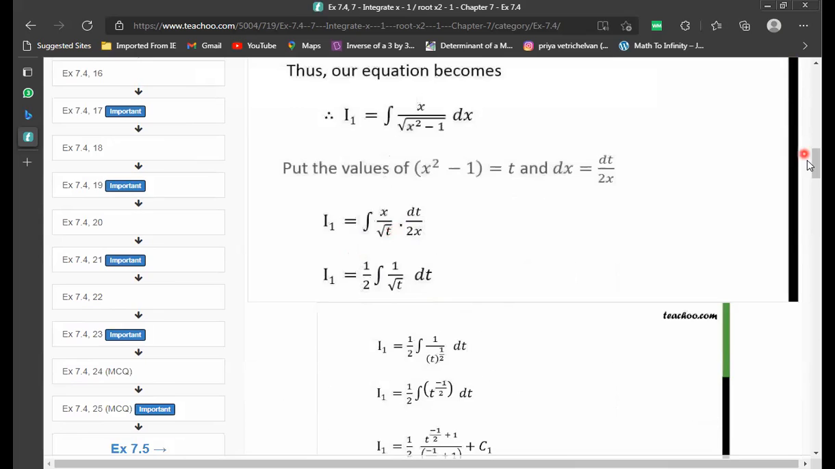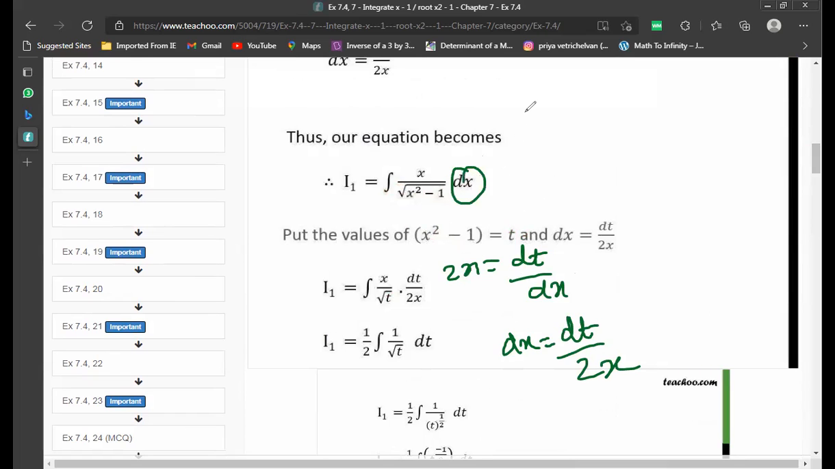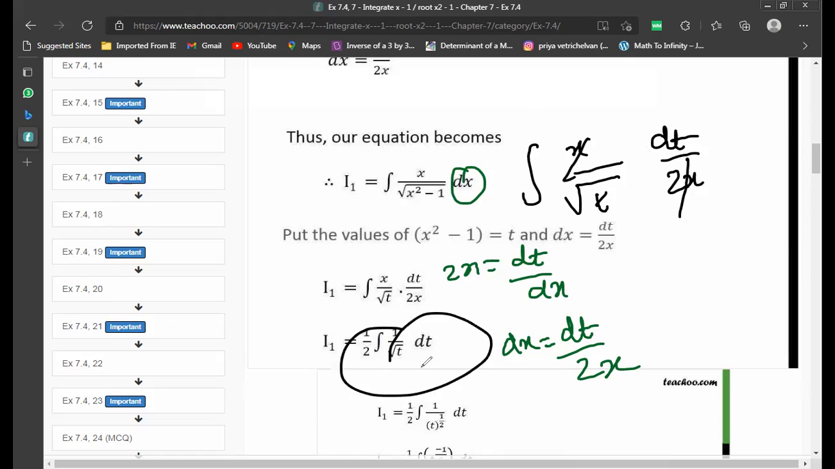Yes ma'am. Okay. So integration of x upon square root of x square minus 1 dx can be written as x square minus 1 assumed as t, and when you differentiate both sides, 2x is equal to dt by dx. So dx is equal to dt upon 2x. So dx can be written as dt by 2x, and you have x here and square root of t. X and x will cancel out each other. You will be left with 1 upon 2 into square root of t.